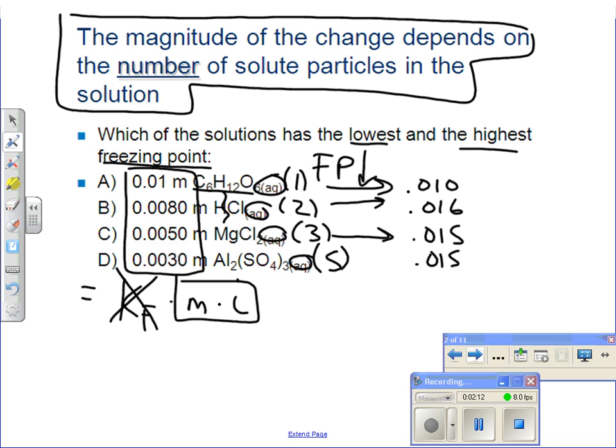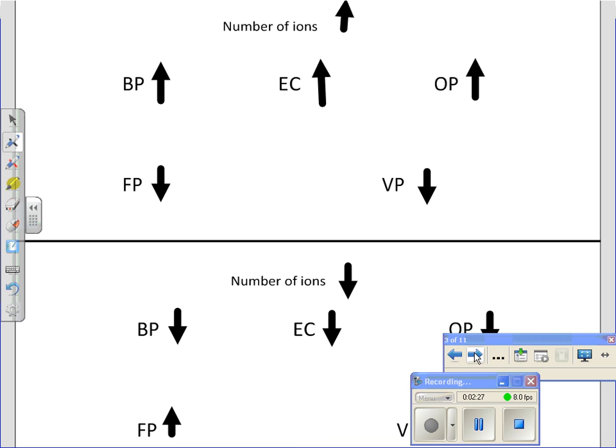So the greatest number of particles means the greatest depression in freezing point. So B would have the lowest freezing point because it has the greatest number of particles. A would have the highest freezing point because it would have the least number of particles. Key thing you need to remember is this.